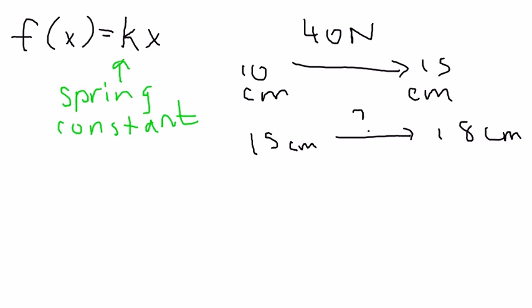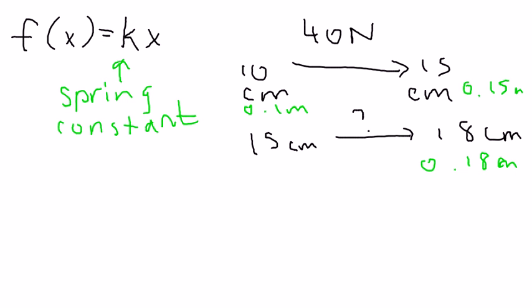First of all, we have to fix up our units because in physics we only use meters in our equations. So 10 centimeters is actually just 0.1 meters. 15 centimeters is 0.15 meters. And 18 centimeters is 0.18 meters.